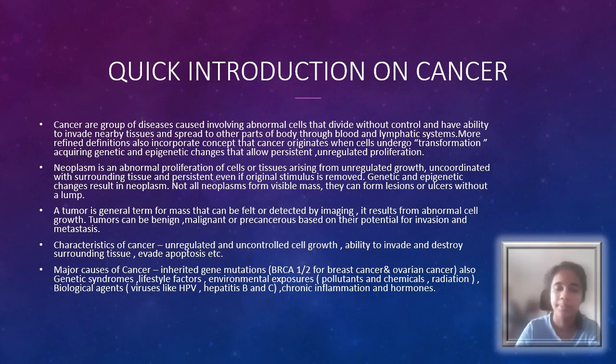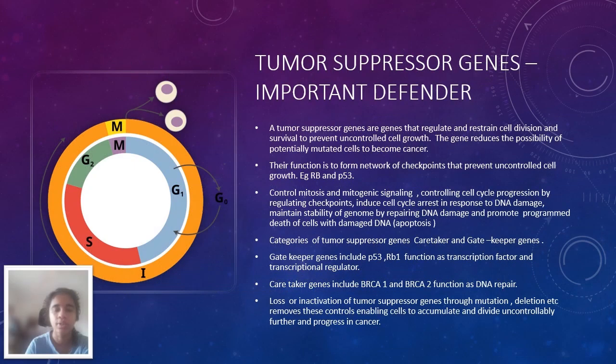Now let's go on to see what tumor suppressor genes are, which we have been talking about. Tumor suppressor genes are basically genes that regulate and restrain cell division, and they prevent uncontrolled cell growth.